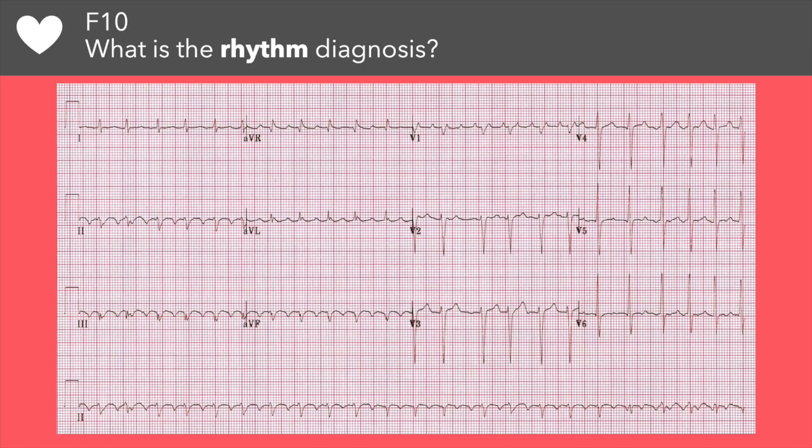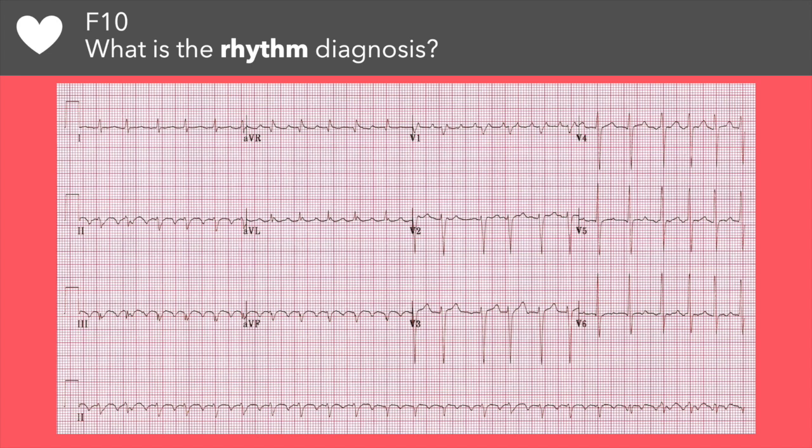F10, what is the rhythm diagnosis? This is atrial flutter. It's a type of SVT caused by a re-entry circuit within the right atrium. The length of re-entry corresponds to the right atrium size, resulting in a fairly predictable atrial rate of about 300 beats per minute.